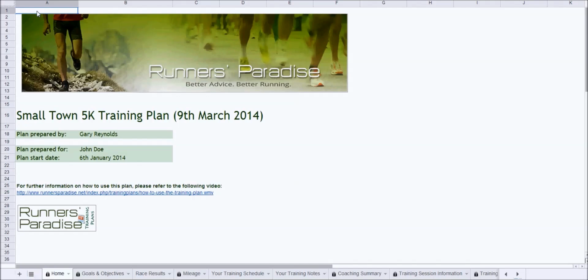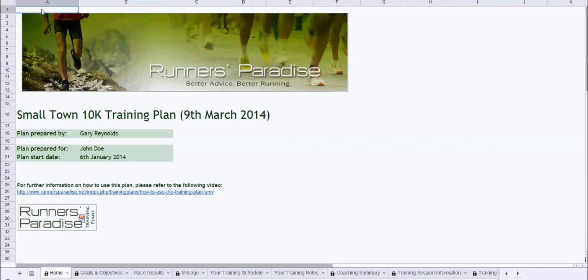Today I'm just going to briefly walk you through the Runner's Paradise custom training plan. I'm going to show you how you can view your training schedule, how you can enter notes on your training so you can provide feedback to your coach, and also how your coach can provide feedback to you as well, so your progress is monitored on a regular basis.